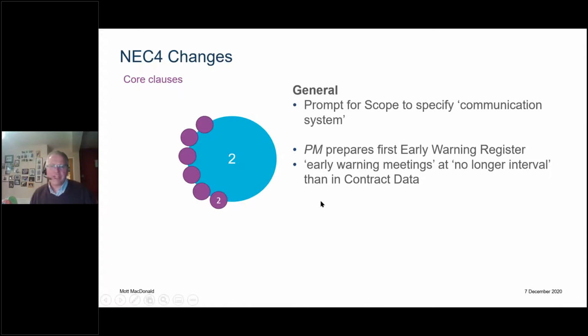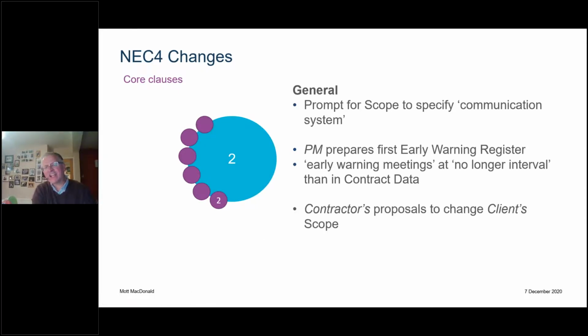And don't forget, I should have said right at the very start, the strap line for NEC4 was evolution, not revolution. It was just making it better. And in many cases, that was picking up what has been happening with the contract in the real world.